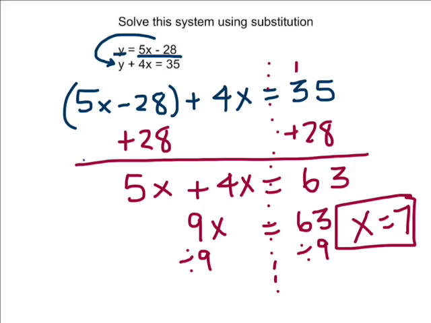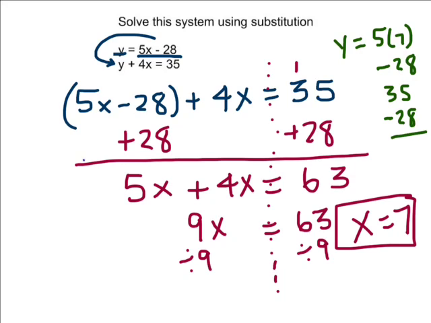Well, I have to take the x and plug it in right in here. So let's put x into the first equation. I'm going to put y equals 5 times 7 minus 28. So that's 35 minus 28. So what does y equal? Y equals 7. So I got 2 of my things.